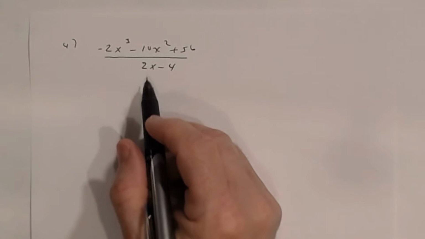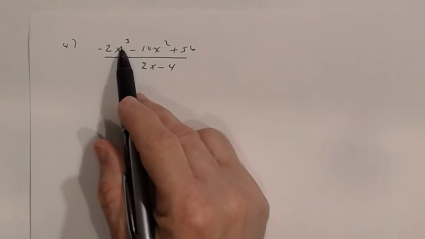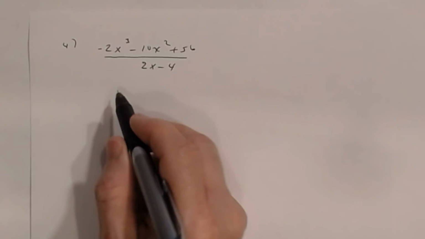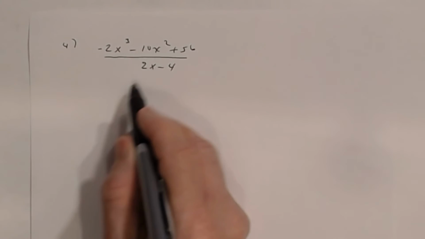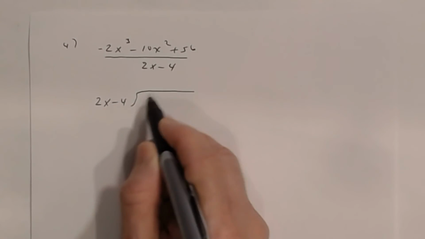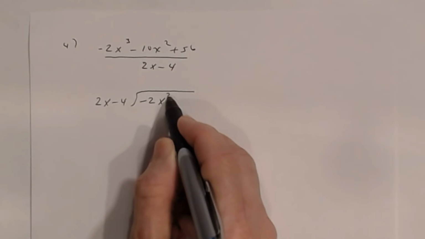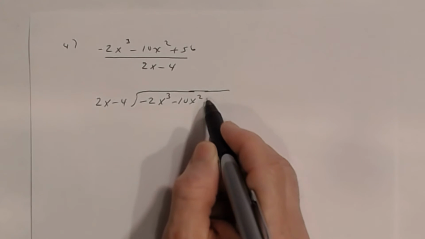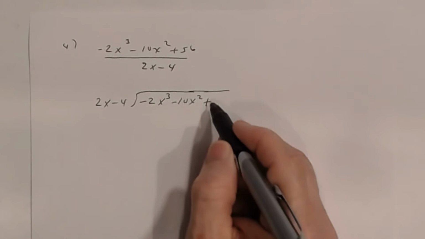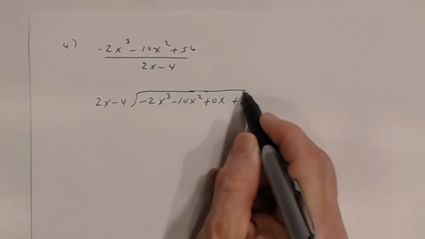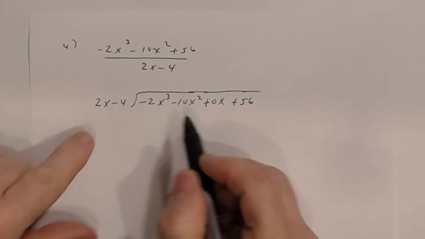Okay, so if you notice, it's in descending order, but there is a missing term. The x term's missing, so keep that in mind. So your divisor is 2x minus 4. Your dividend is negative 2x cubed minus 10x squared, and then you're gonna put in the missing term, so 0x, and then plus 56. All right, so let's do the division.